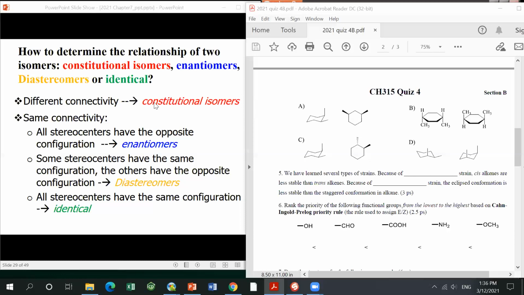Different connectivity. Now we move to a little bit trickier one, B. What's the relationship in this pair? This pair has the same connections, so are they enantiomers, diastereomers, or identical? Anyone figure it out?